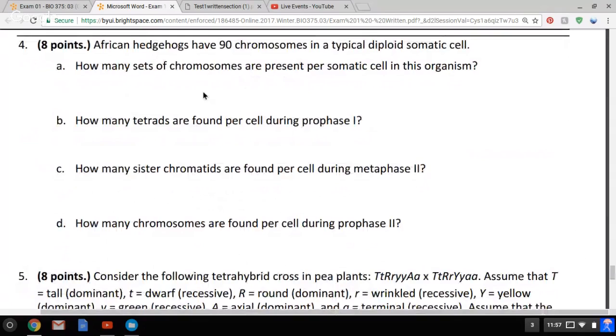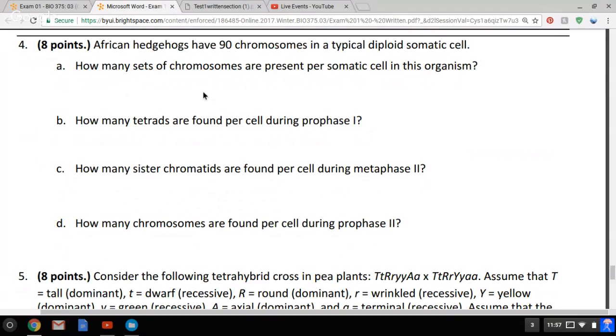All right, so for question 8, it says American hedgehogs have 90 chromosomes in a typical diploid somatic cell. And for part A, there's going to be 2 sets of chromosomes because it is a diploid organism. And how many tetrads are going to be found during prophase 1?